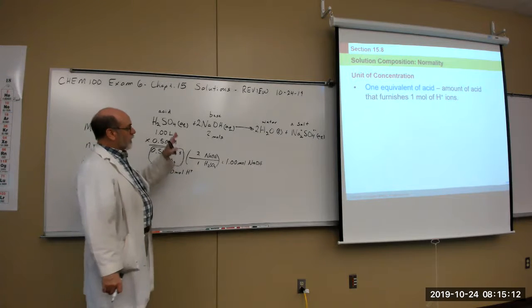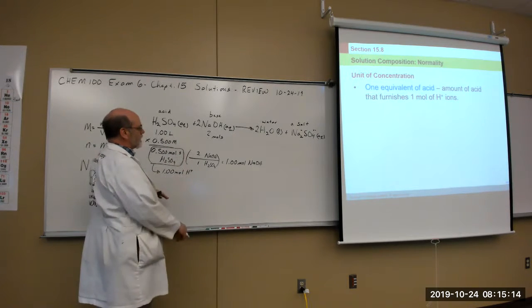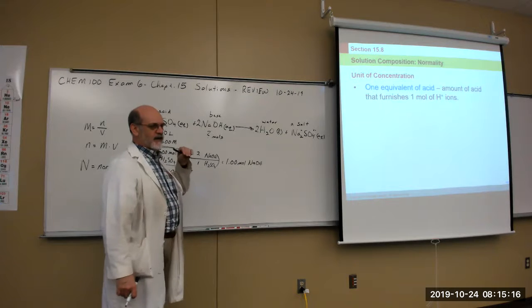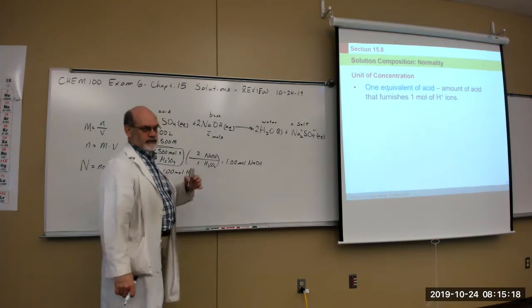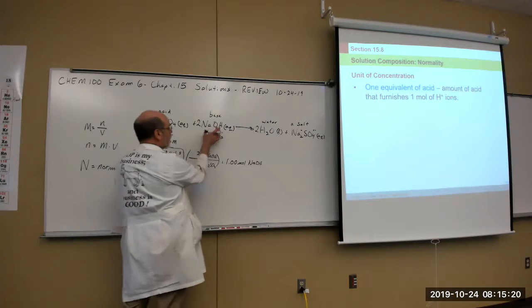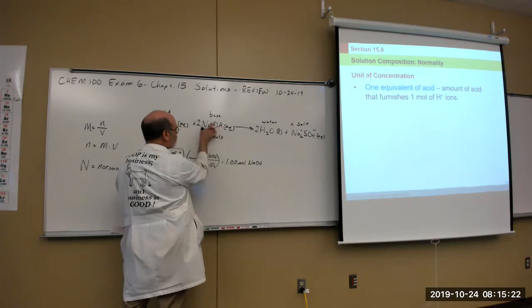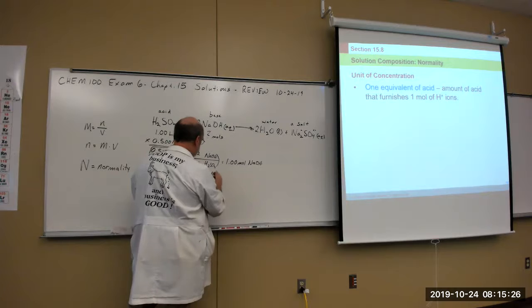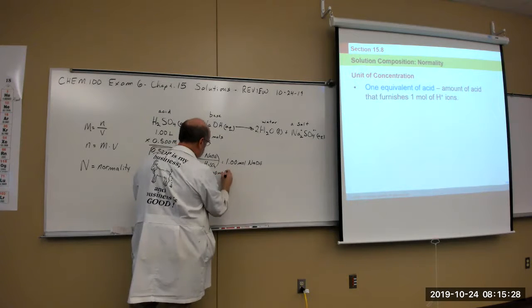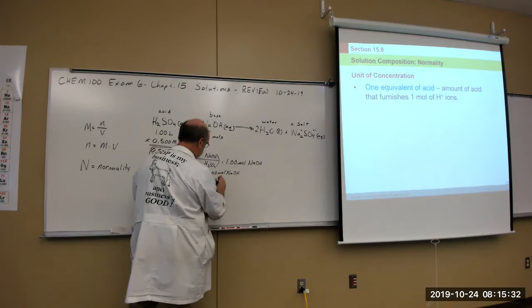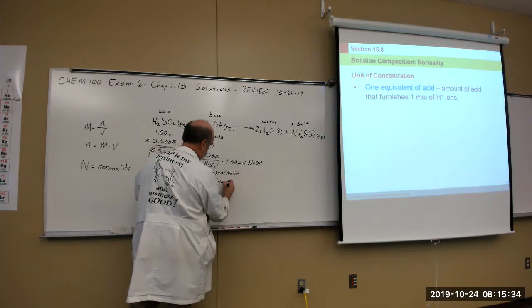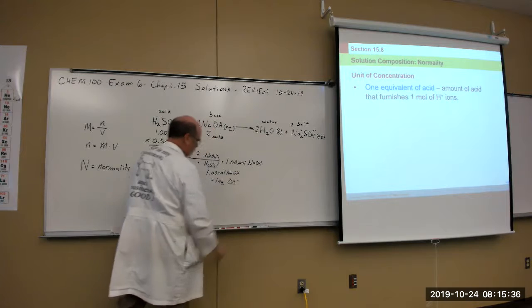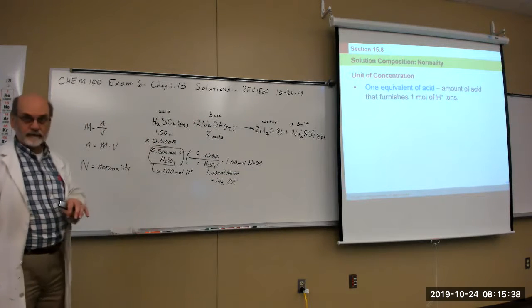One equivalent of a base is the amount of base that supplies 1 equivalent of hydroxyls. So for this one, only 1 hydroxyl per molecule. That means 1 mole of sodium hydroxide is equal to 1 equivalent of hydroxyls. Okay?